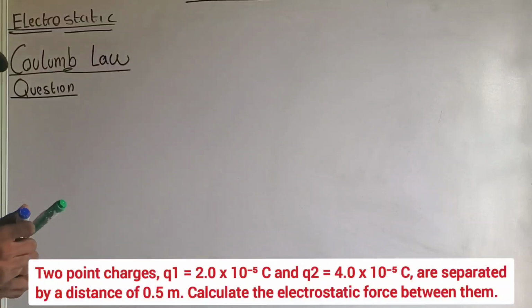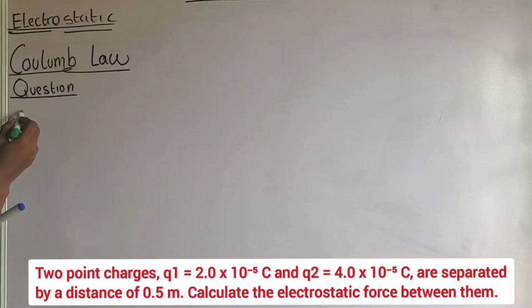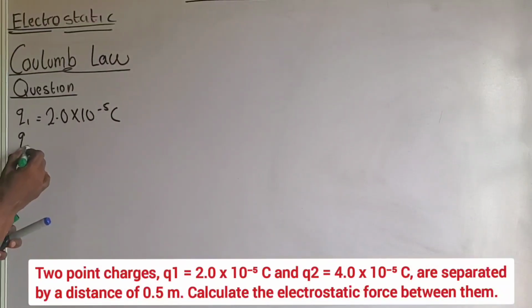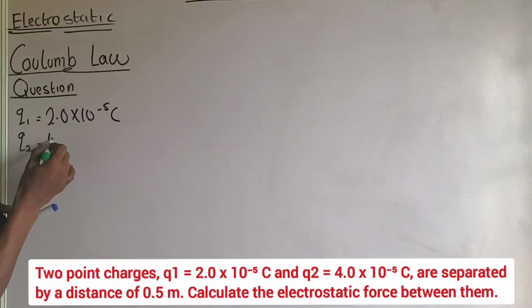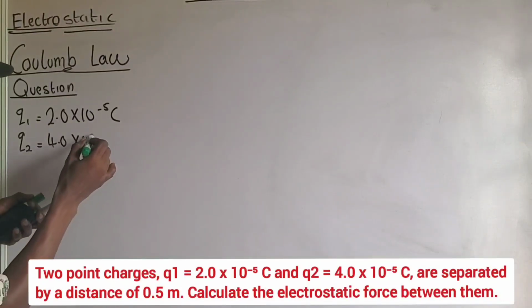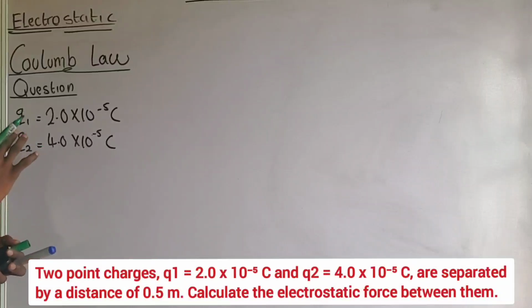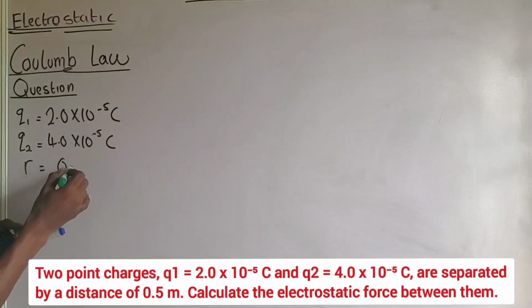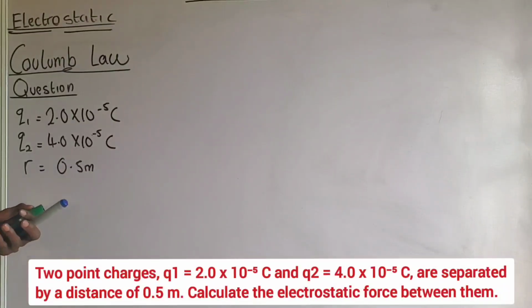Okay, let's start by writing out the parameters that were given in the question. We are given two point charges. The first parameter is Q1, which is 2.0 times 10 raised to the power of negative 5 Coulomb, and the second charge, Q2, is 4.0 times 10 raised to the power of negative 5 as well. These charges are separated by a distance, so R is 0.5 meter. We are asked to calculate the electrostatic force, so we are looking for F.